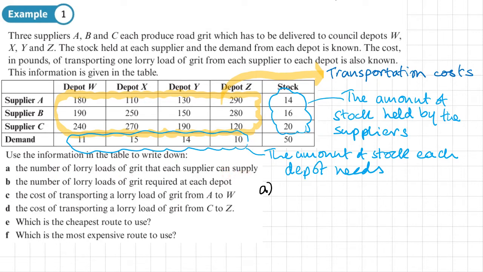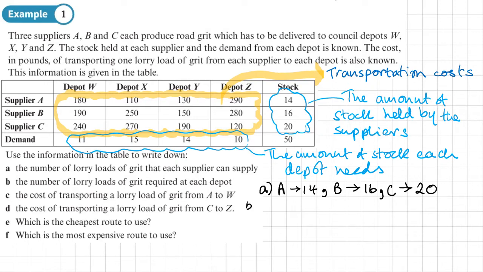So supplier A can supply 14 lorry loads of grit. Supplier B can supply 16 lorry loads of grit, and supplier C can supply 20 lorry loads of grit.